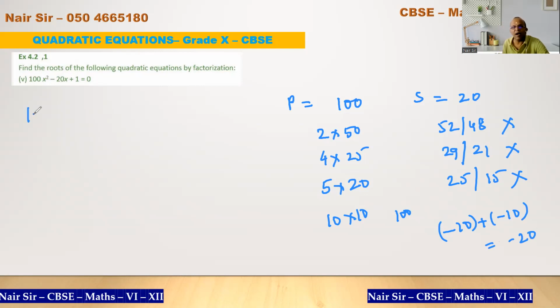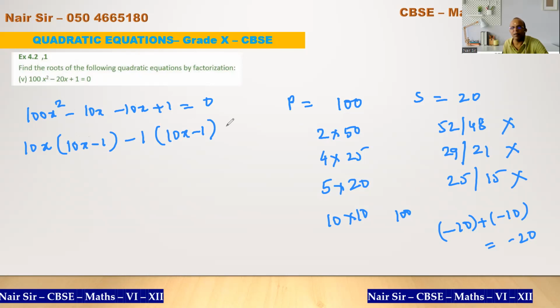What do I do? 100x squared minus 10x minus 10x plus 1 is equal to 0. What can I take common? I'll take 10x common. What is left? 10x minus 1. What can I take common? Minus 1, 10x minus 1. Again, look at this, I've got both the same. Now I take 10x minus 1 common, and what is left? Same thing, 10x minus 1 is equal to 0.